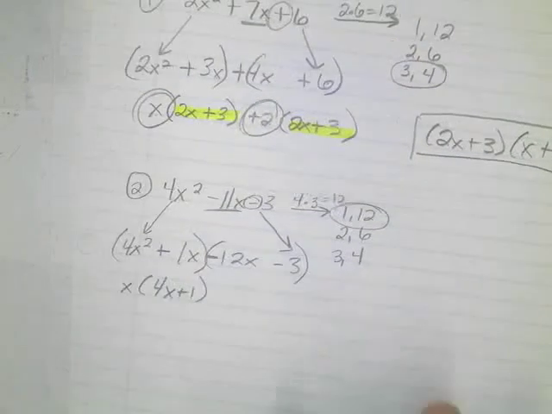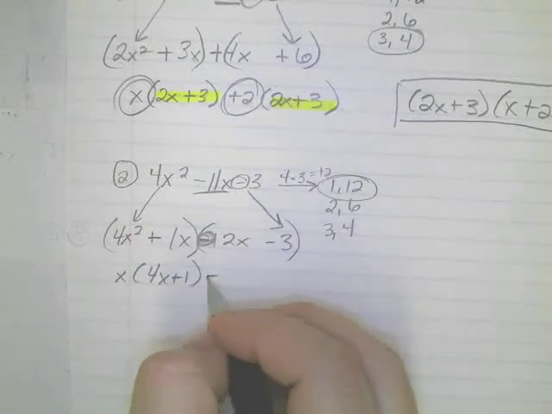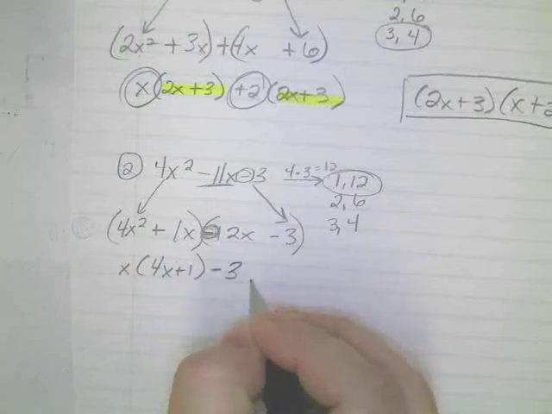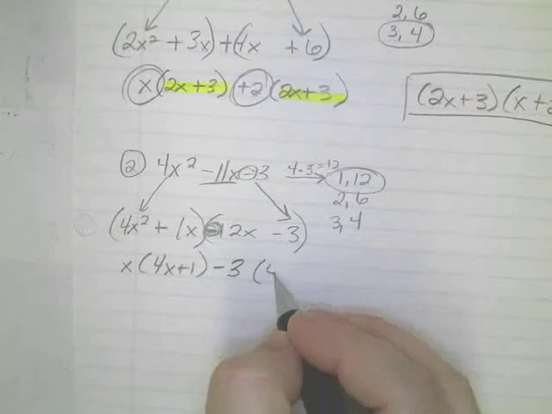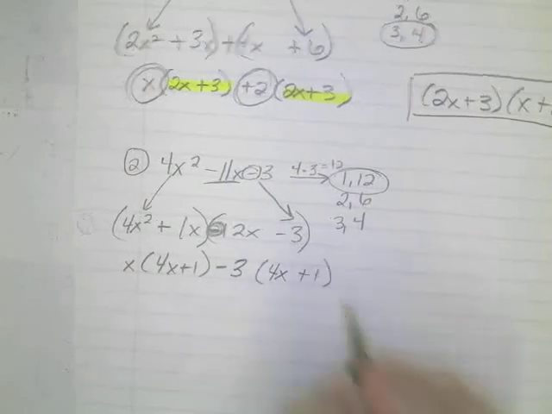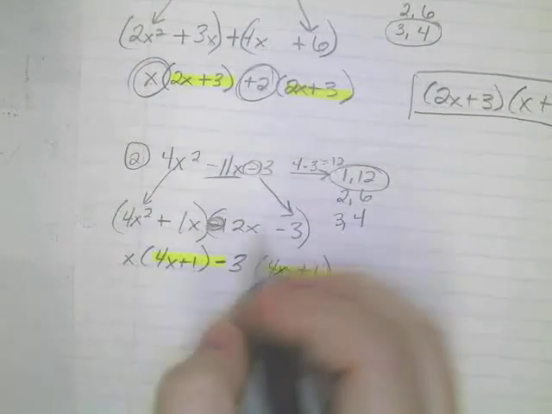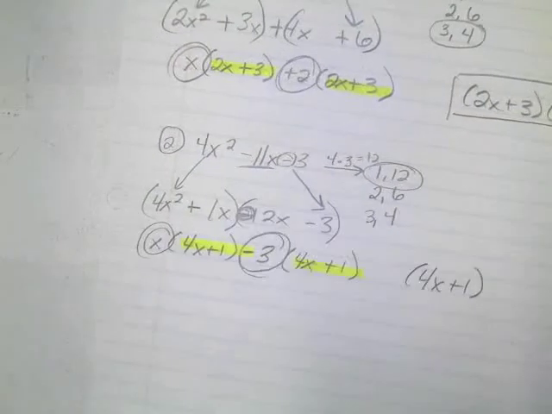Now, if you remember in some other assignments I've said, if you have a leading negative, you have to take the negative out. This is where it's important. If you don't take the negative out, then you're not going to get the same parentheses. So the biggest number that goes into 12 and 3 is 3. So it's negative 3. Negative 12 divided by negative 3 is positive 4x. Negative 3 divided by negative 3 is positive 1. So if you see, our parentheses are the same. So that's our first answer, 4x plus 1, and our second answer is x minus 3.